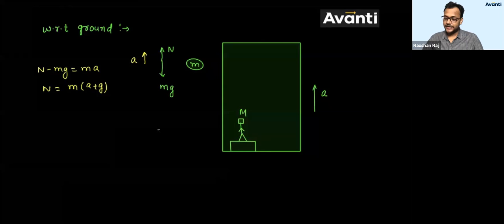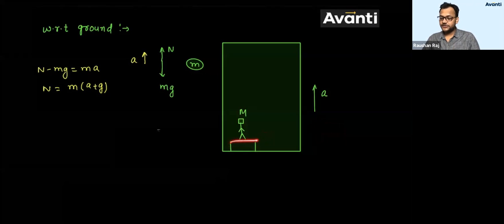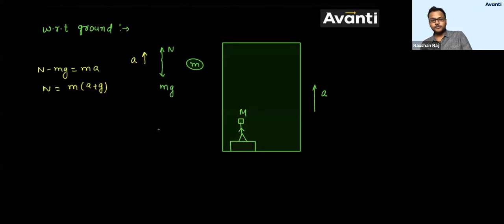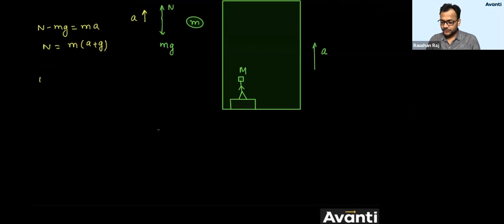If you look at the reading on a weighing machine kept in a lift that is accelerating upward, you will observe that the reading will increase. That is what this value also suggests: normal reaction equals m into (a plus g), which means the normal reaction will increase and be greater than mg. So the mass displayed will be greater than m. Okay, now let us discuss this with respect to the lift, if the reference frame is the lift.